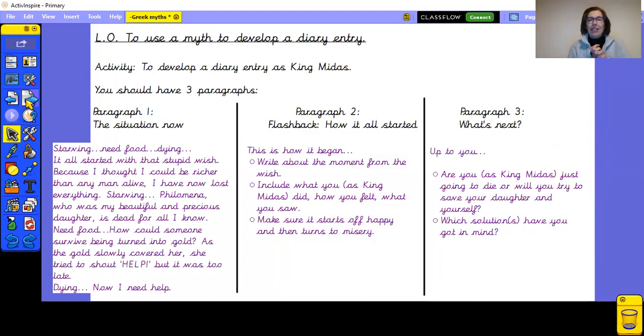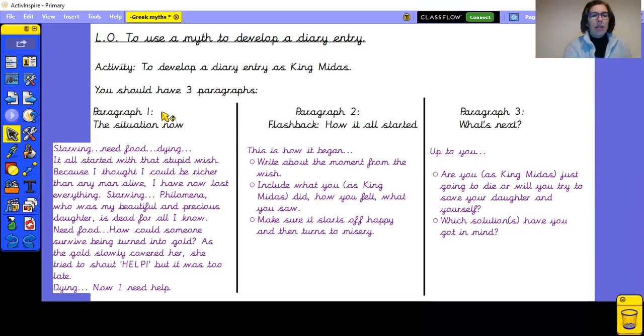So your activity for today is going to be developing a diary entry as King Midas. We looked at the myth of King Midas yesterday, then we looked at the video of King Midas. Do you remember the one with a modern twist? So today you're going to pretend you're King Midas. And I suggest you have 3 parts in your diary. So it could be 3 different days or 3 different moments within the same entry.